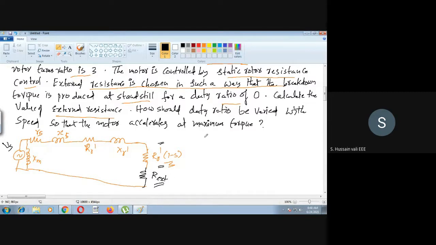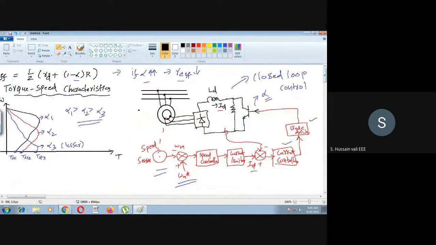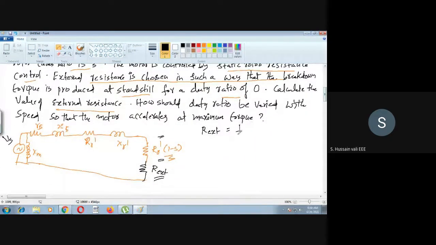What you should know here is that we find out one important observation: R external is equal to some equation we got in the very first step. Let's go back to that equation: 1 by 2 RD plus 1 minus alpha into R. This is the effective resistance, and you must not forget that this is the rotor resistance.